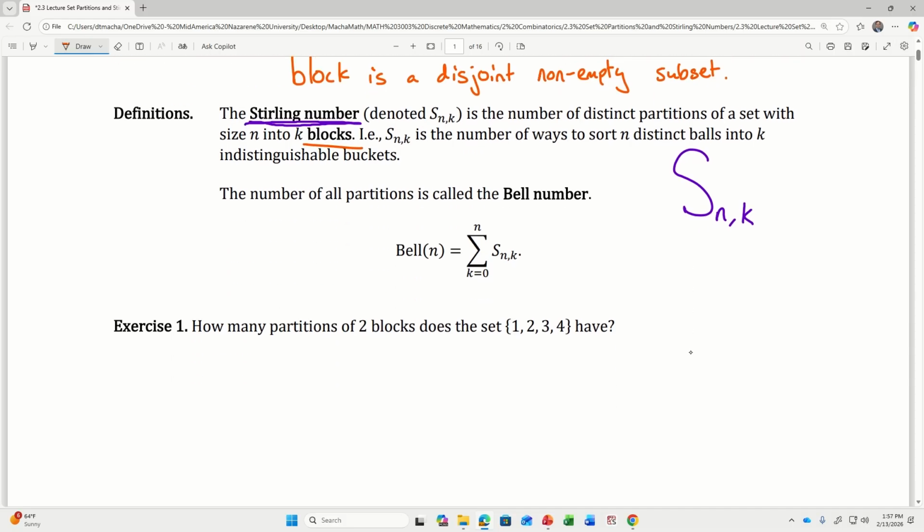Also, the Bell number is the number of all partitions. So to get the Bell number for a set of size n, you add up all of the Stirling numbers, because you could have 1 block or 2 blocks or 3 blocks and so on, all the way up to n different blocks. So you add up all those Stirling numbers and you get the Bell number.